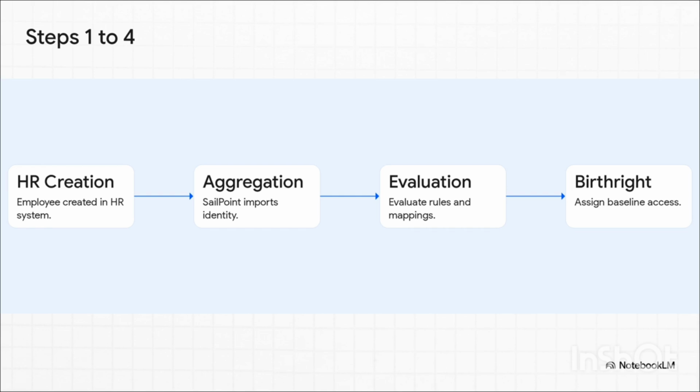This brilliantly illustrates how baseline productivity is established. Birthright access simply means the basic access every single employee in a certain category should automatically receive. Things like an Active Directory account, corporate email, or VPN access. All of these are assigned automatically, without anyone needing to raise a single manual request.